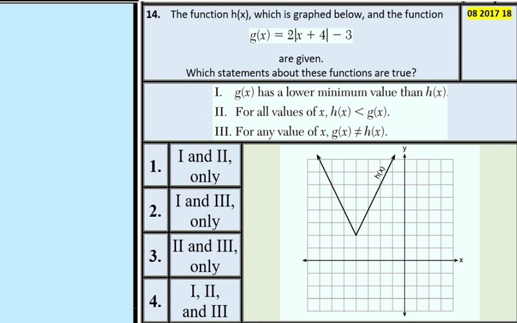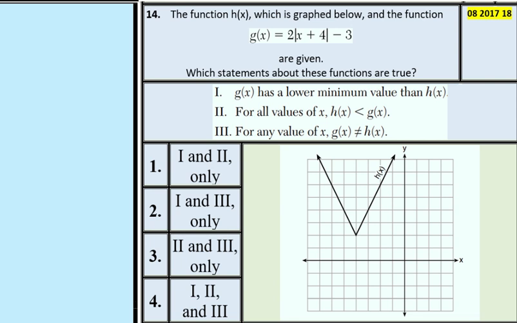Okay, question 14. The function h of x, which is graphed below, and the function g of x equals 2 times the absolute value of x plus 4, subtract 3, are given. Which statements about these functions are true? So, I already have the graph of h of x, but I really would like to graph g of x on the same graph so I can compare what's going on.